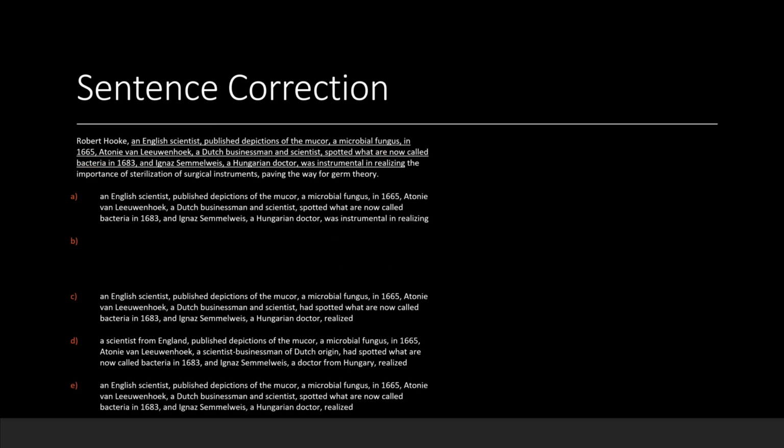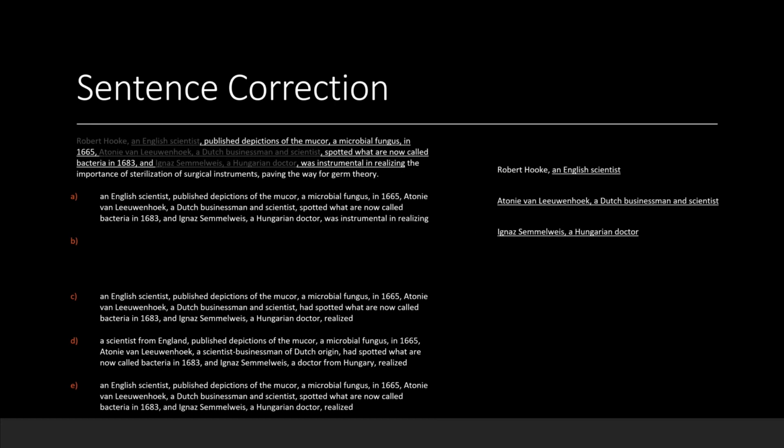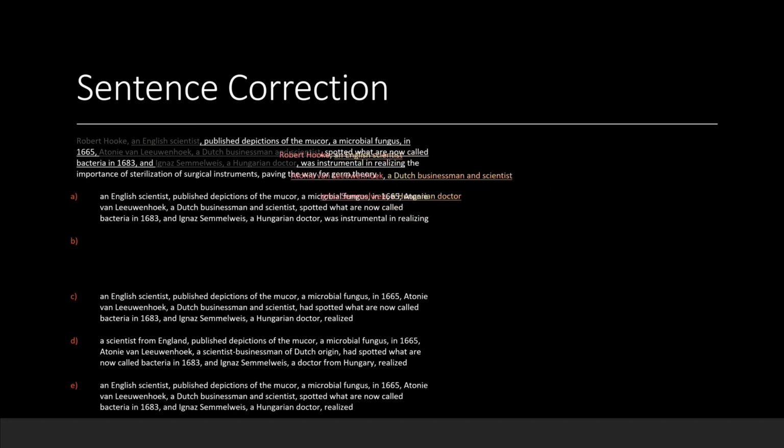Let's move on. One of the most frequent error types on the GMAT relates to parallelism. In this question, we have this list. The items in this list are decently parallel. First, we have the name of the individual, then we have where they come from, and finally we have their profession. Let's now look at the answer options.